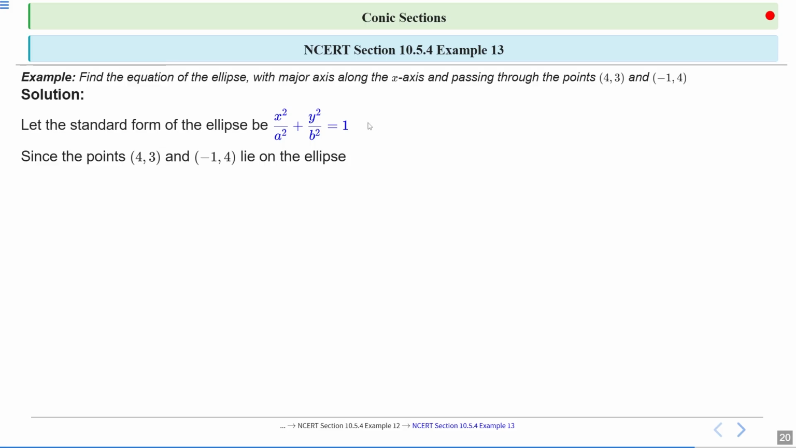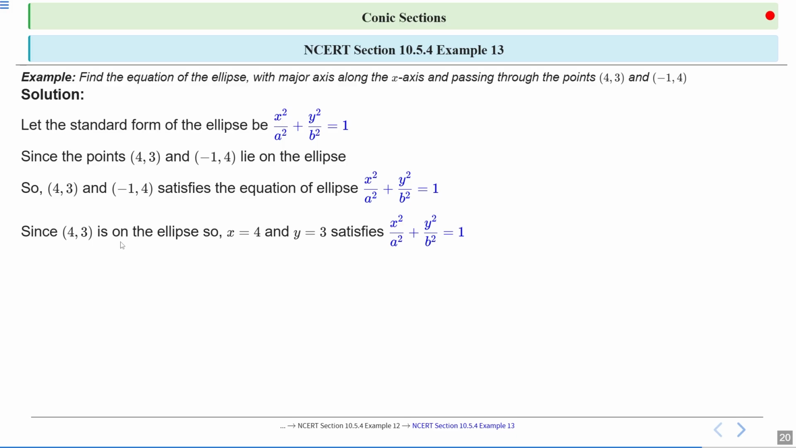And since the points (4, 3) and (-1, 4) lie on the ellipse, what can we say? The points (4, 3) and (-1, 4) must satisfy the given equation of the ellipse, x square upon a square plus y square upon b square equal to 1.